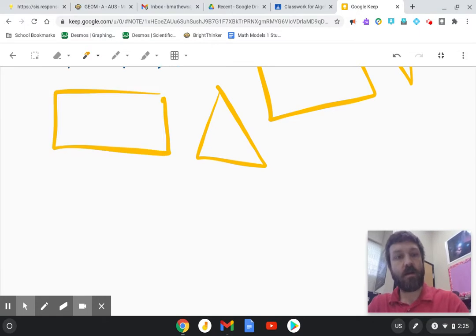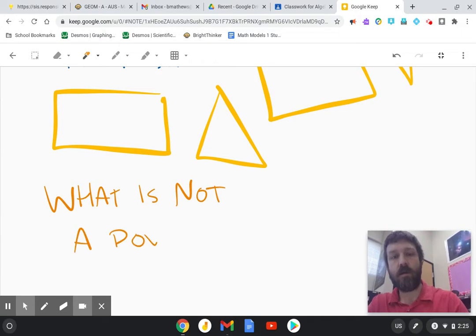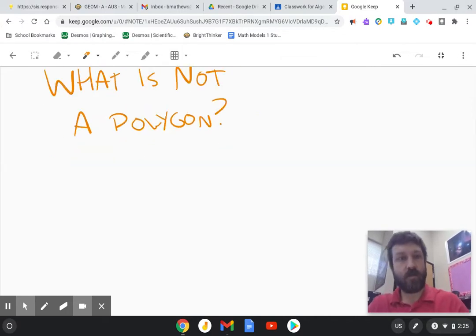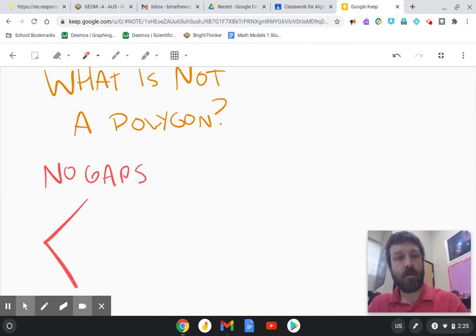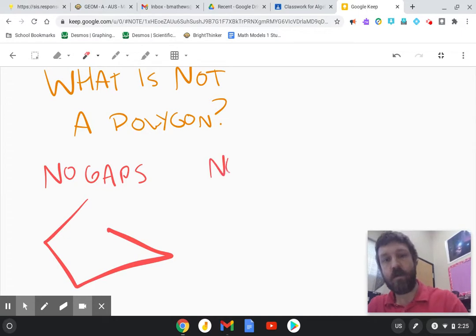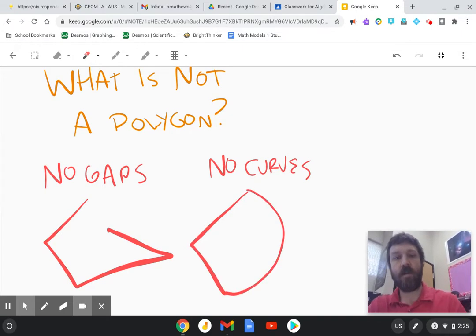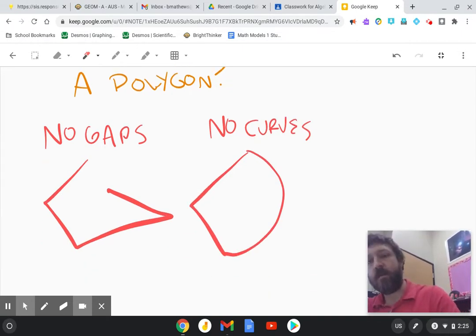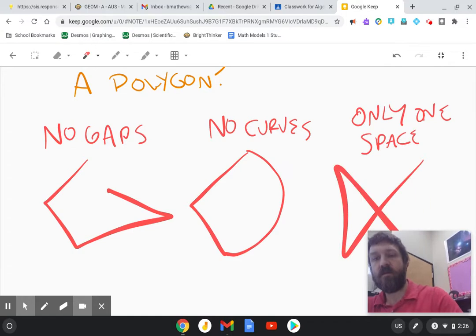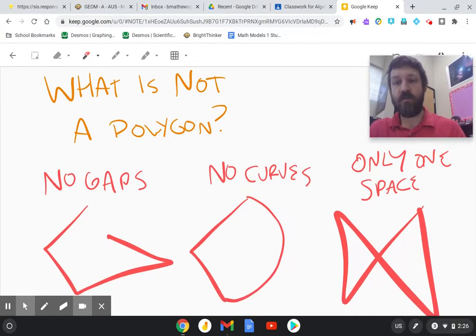So polygons are made up of straight line segments that are connected and enclose a single space. So what is not a polygon? Well, three things. You can have no gaps, meaning that's not a polygon. You can have no curves, which means this is not a polygon. And they can have only one space, meaning this is not its own polygon. It is two separate polygons that happen to be connected, but it is not a polygon in and of itself.